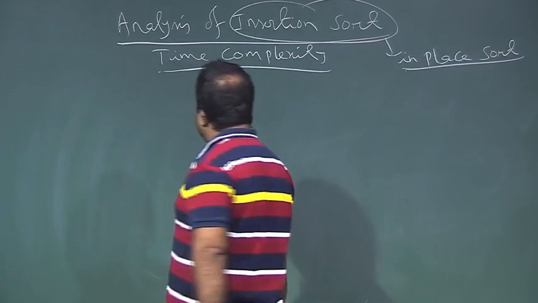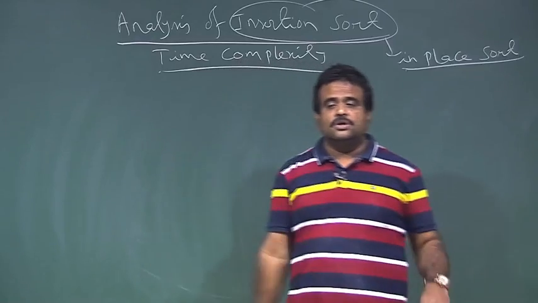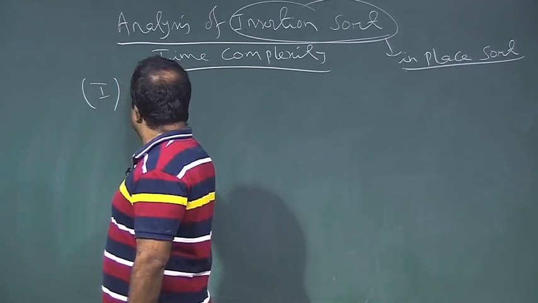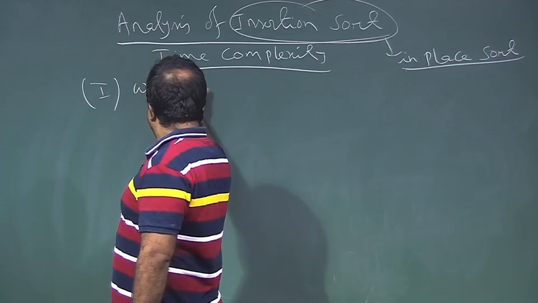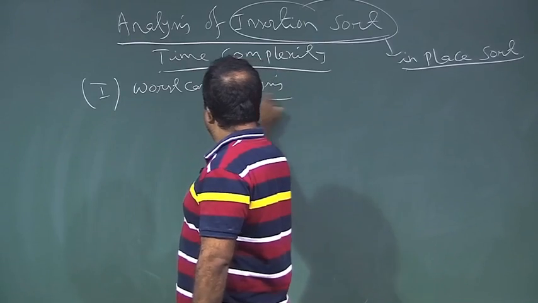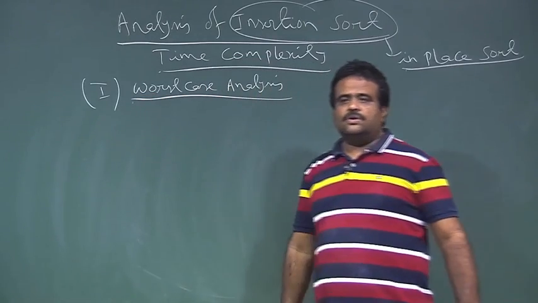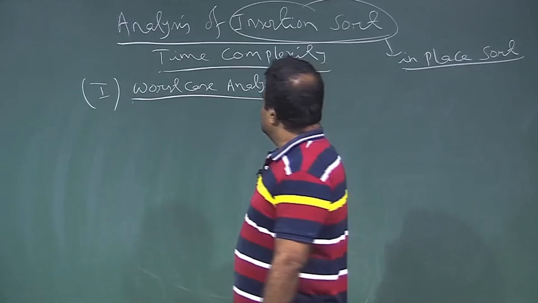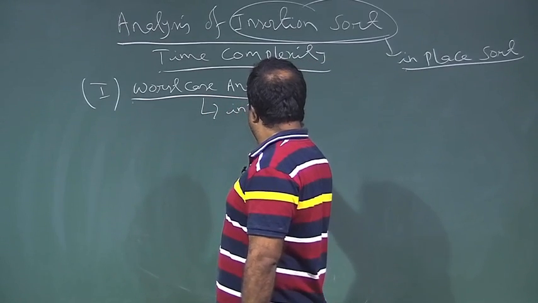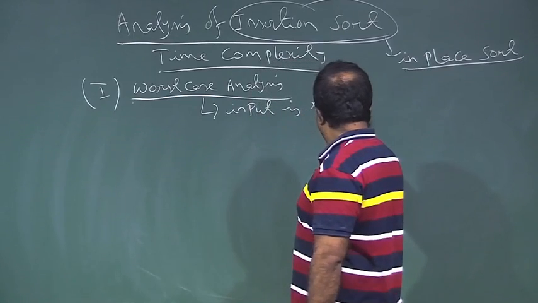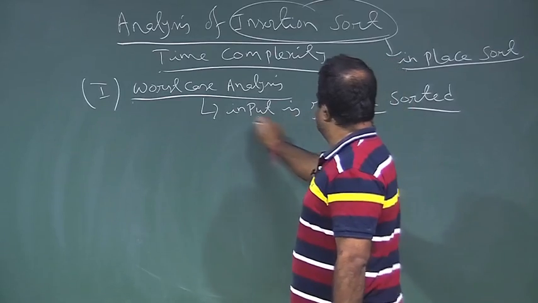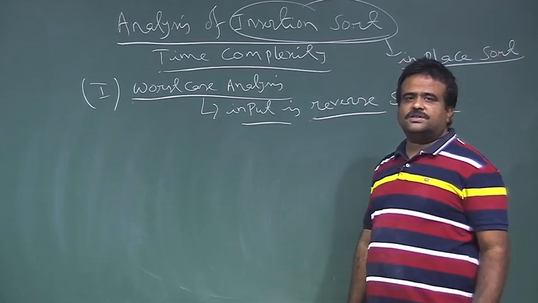Now, we talk about time complexity. First, we know that we do 3 types of analysis. The first one is worst case analysis for insertion sort. So, what is the worst case for insertion sort? For insertion sort, the worst case is if the input is reverse sorted.